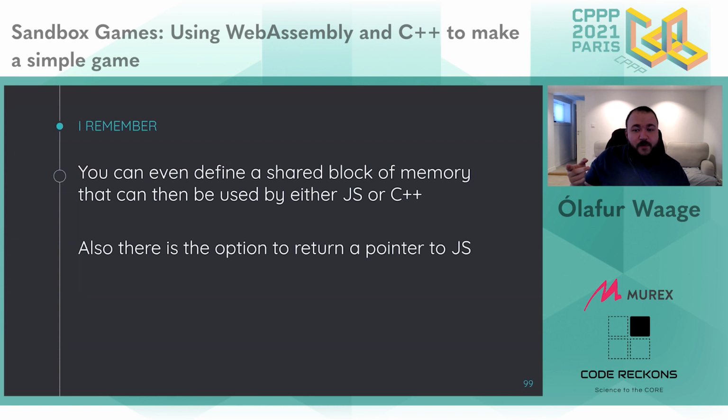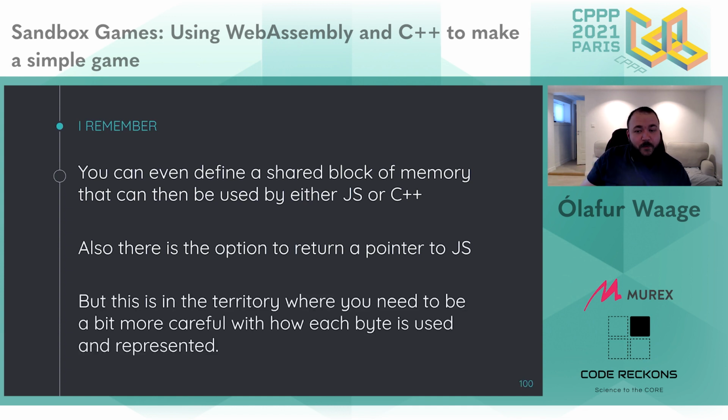There's also an option to return a pointer. So one of the primitive types that you are allowed to send over is a pointer, but then you have to know what this pointer is pointing to, what kind of data it is, what the layout of it is. So this is a territory where you need to be a bit more careful with how each byte is used and represented. And there is a thing on the WebAssembly website. There are assumptions that the sandbox or the running environment has, like that the bytes are 8-bit, whether they are little endian or big endian, and there's all sorts of these assumptions that you can make and you can be sure of.